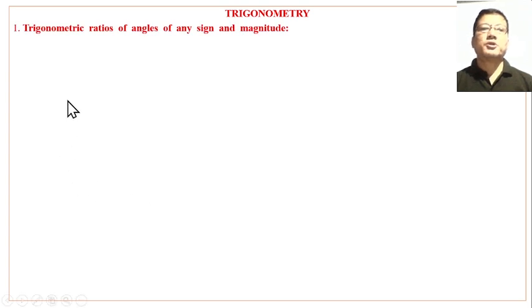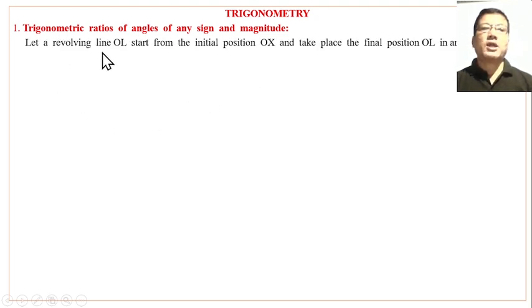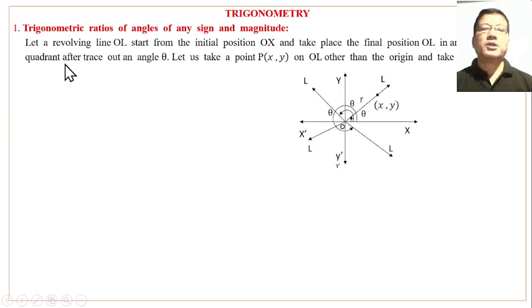Trigonometry. Trigonometric ratios of angles of any sign and magnitude. Trigonometric ratios of negative angles and of any magnitude are defined as follows. Let a revolving line OL start from the initial position OX and take the final position OL in any of the quadrants after tracing out an angle theta.